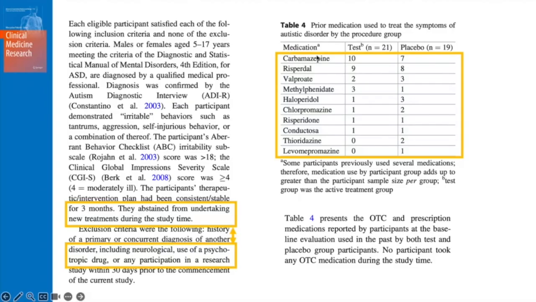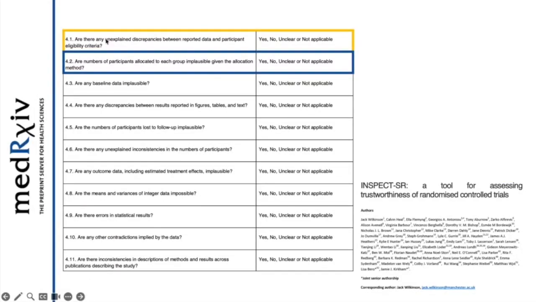And here they provide the table with psychotropic drugs, and you can see that we have a lot of people with some kind of psychotropic drugs. So I would say that it's rather unclear. Maybe they mean that they don't need to have another psychotropic drug for something different than autism, but it's not clear. So I would say again, this is a reason to have some kind of concern in the study. So basically, for this first check, there are unexplained discrepancies between reported data and patient eligibility criteria. So it's a yes, and I put the color orange again to say that I have some concerns.